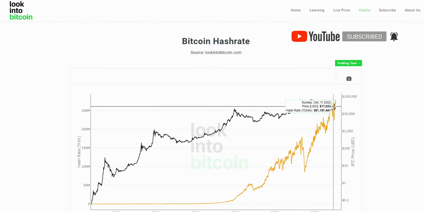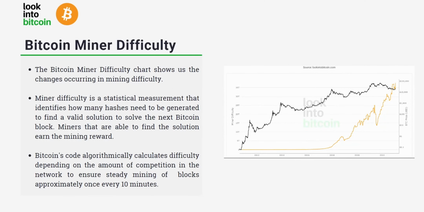Just to summarize, the Bitcoin miner difficulty chart shows us the changes occurring in the mining difficulty that miners are experiencing. Miner difficulty is a statistical measurement that identifies how many hashes or calculations need to be generated to find a valid solution to solve the next Bitcoin block. Miners that are able to find the solution to solving this block earn the mining reward, which is both the transaction fees of the Bitcoin network as well as a mining reward in terms of new Bitcoin entering the network.